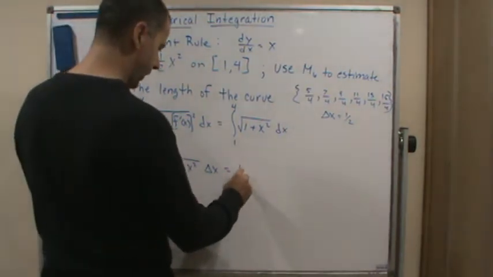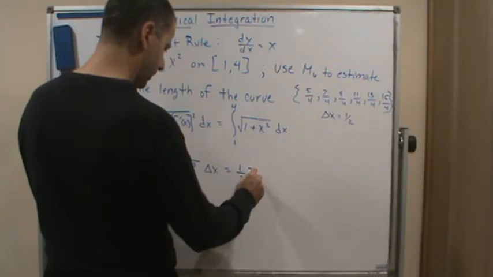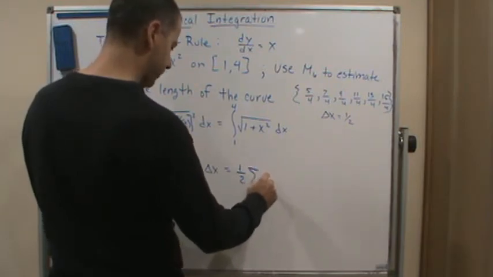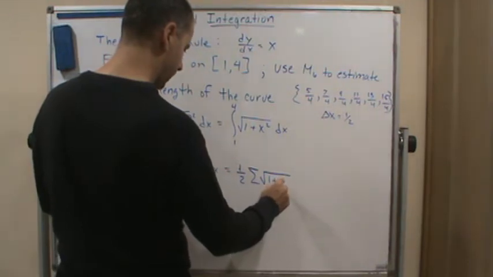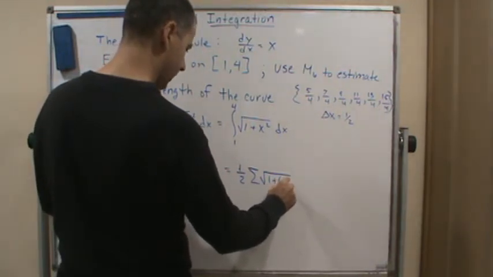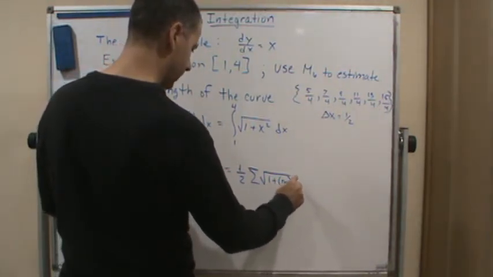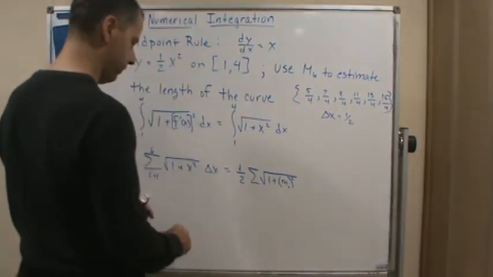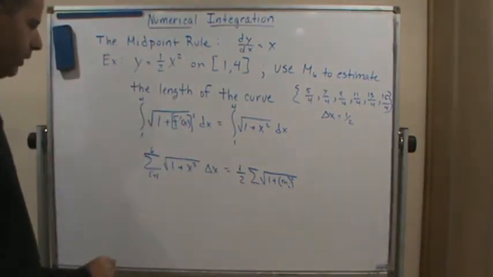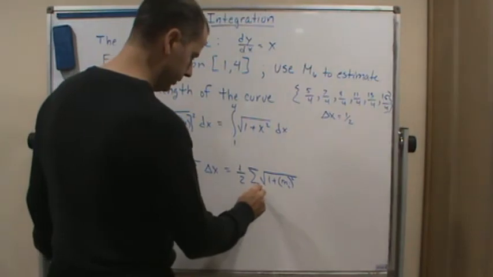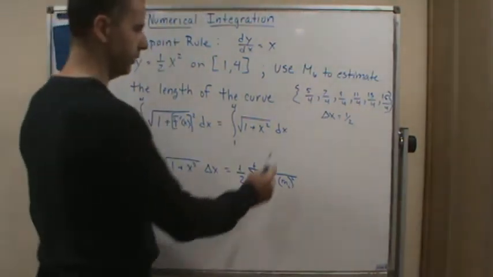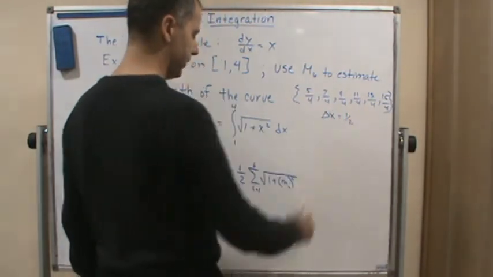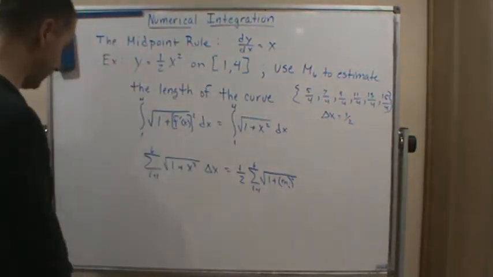So this is going to be 1/2 times the sum of what? It's going to be the square root of 1 plus m sub i squared for i equals 1 to 6. So that corresponds to each one of these values. So I'm just going to plug in each one of these values.